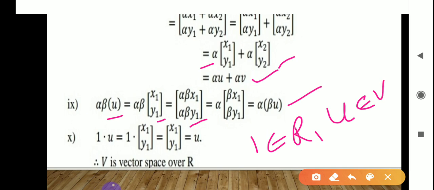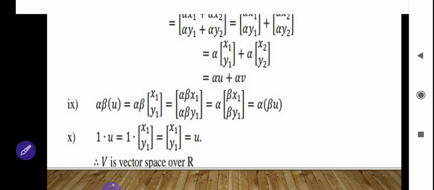If we take this, then 1 into u is equal to 1 into [x1 y1] equal to [x1 y1] equal to u. Therefore all 10 properties are satisfied here, so from this we can say that V is vector space over R.